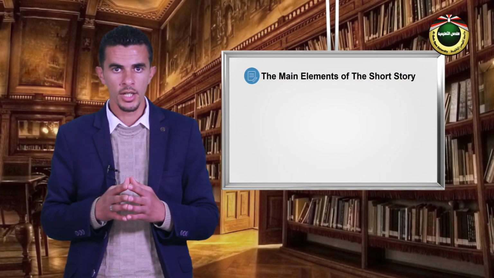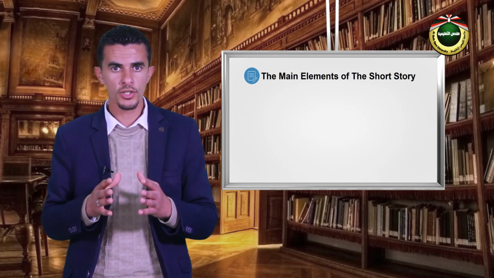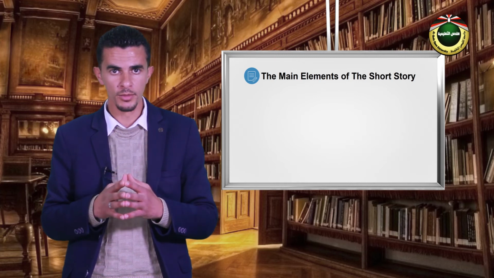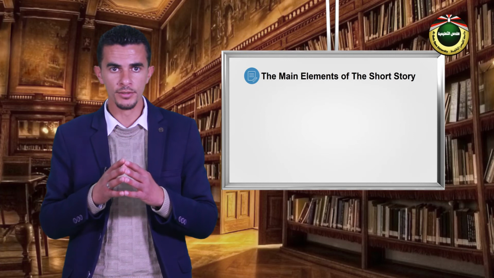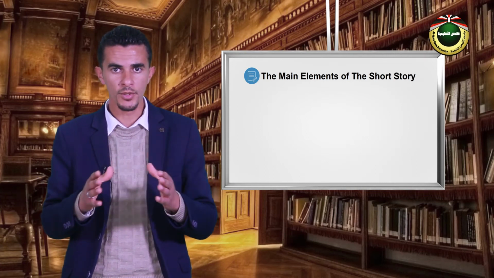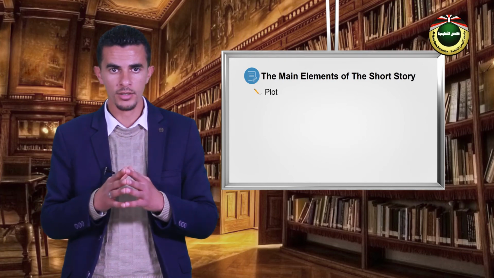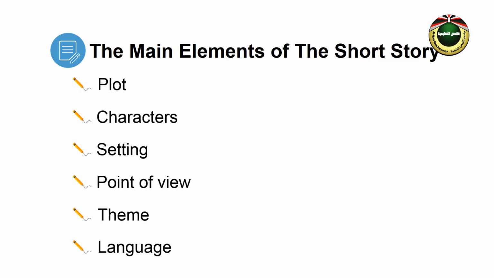Now, it is important to know the elements of the short story. The short story includes a number of elements that are put together to achieve the goal of the author to convey his message to the reader. Basically, the main elements of the short story are plot, characters, setting, point of view, theme, and language.